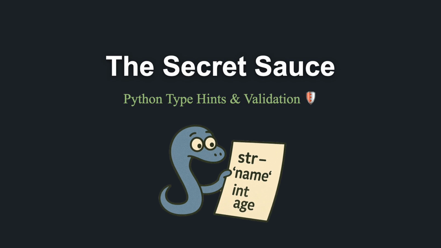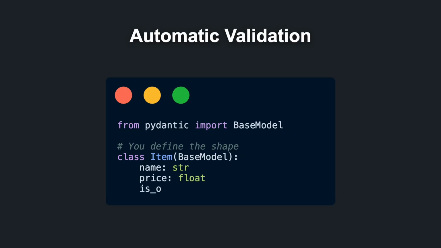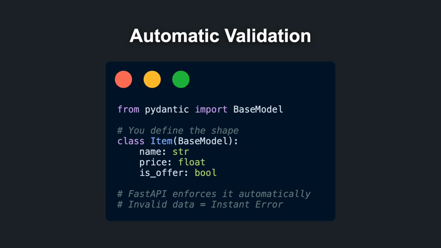Its biggest superpower is validation. You define what your data should look like using Pydantic, and FastAPI makes sure every request matches that structure. No more tracking down weird runtime bugs because someone sent a string where a number should have been.